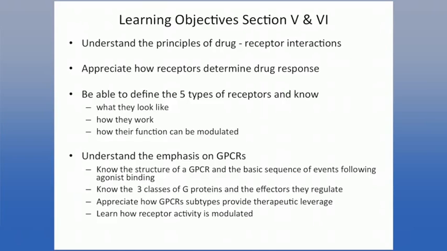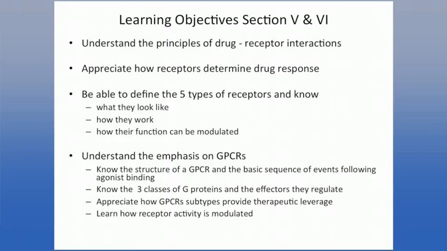In addition, in these sections, we will spend a lot of time talking about G-protein coupled receptors, one of the 5 types of receptors that I'm going to introduce. Because G-protein coupled receptors form the cornerstone of receptor biology and drug action, we're going to delve into greater detail about this particular type of receptor.